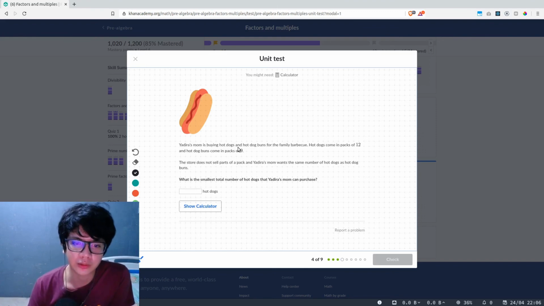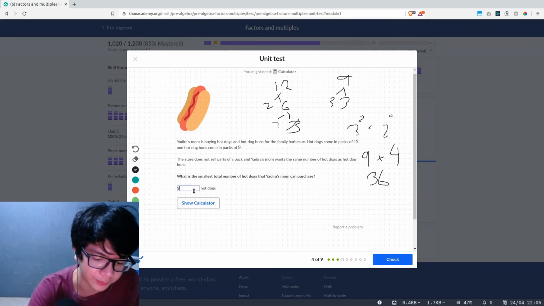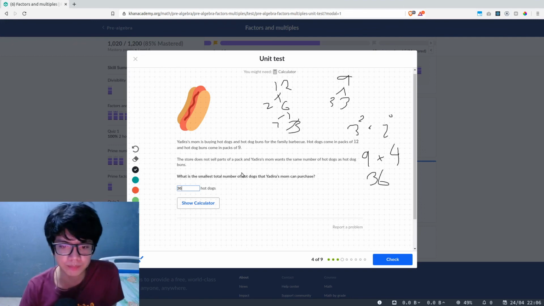Yadir's mom is buying hot dogs and hot dog buns. Hot dogs come in packs of 12. Am I supposed to find the LCM of this? 12 is going to be 2 times 6, and then 2 times 3, and for 9 we have 3 times 3. So you have 3 times 3 times 2 times 2, or 3 squared times 2 squared. So we have 9 times 4, or 36. I'm going to buy up to 36 hot dogs, Mom.